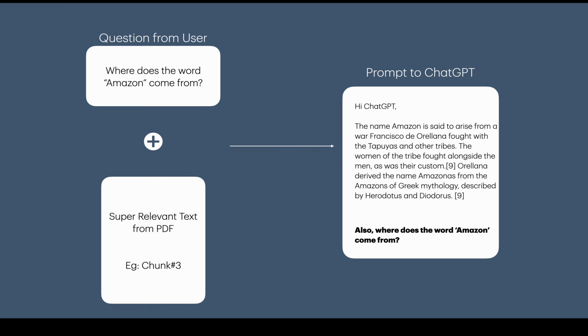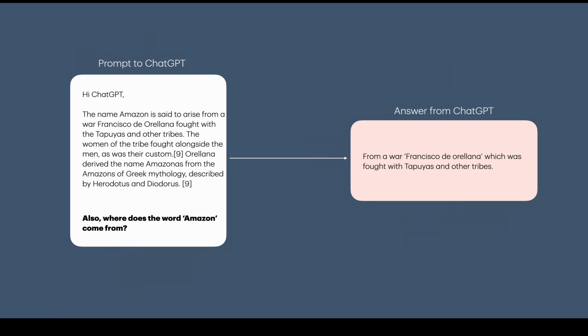So here we said, hey ChatGPT, and we talked about something about Amazon, which is present in the third chunk, and we gave a message, and with that a question: where does the word Amazon come from? Now we'll see that the answer from ChatGPT is very accurate. It will answer exactly from the content which you have passed, which is going to be almost always true, and it will tell us where the word Amazon has come from.